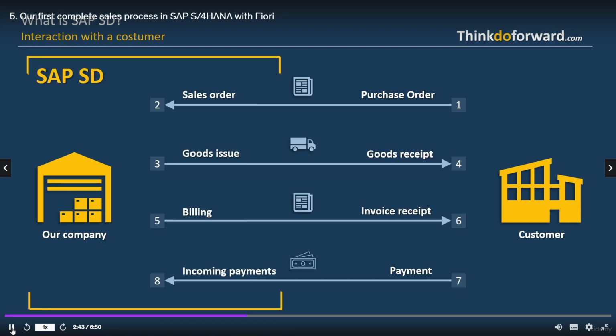And SD is located on our side and processes these topics: sales order, delivery, goods issue, and so on, the logistics part, the billing part, and of course the incoming payment. The last step of incoming payments is not really within SD, it's more of a financial topic, but from a general perspective, I've just put it here. So SD is this interaction between our company and the customer. SD is managing these steps and these processes.